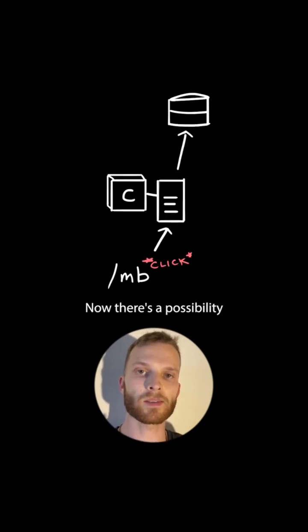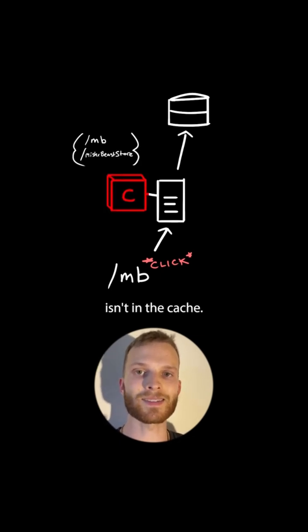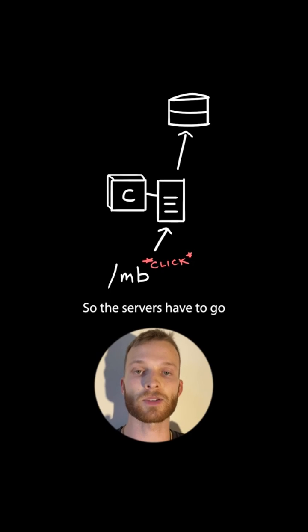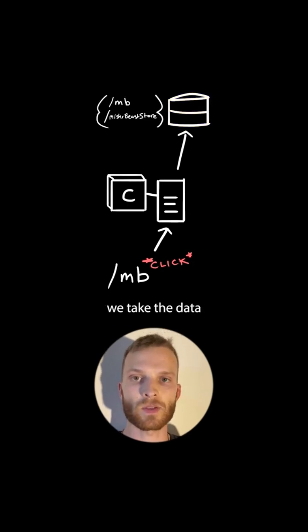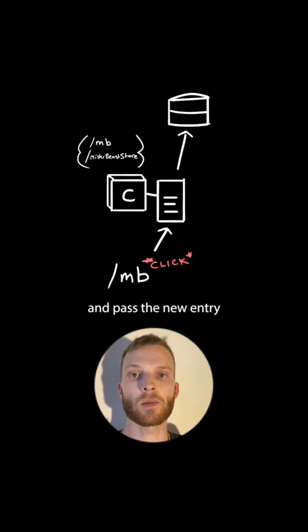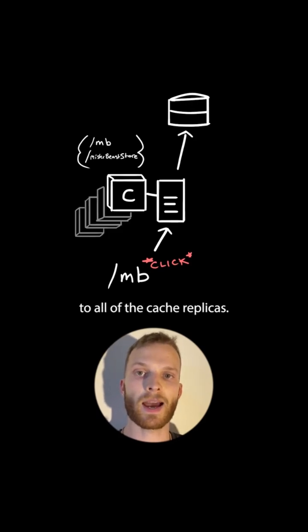Now, there's a possibility of a cache miss happening. This is when the data requested isn't in the cache, so the servers have to go look in the database. When this happens, we take the data retrieved from the database and use it to update the cache and pass the new entry to all of the cache replicas.